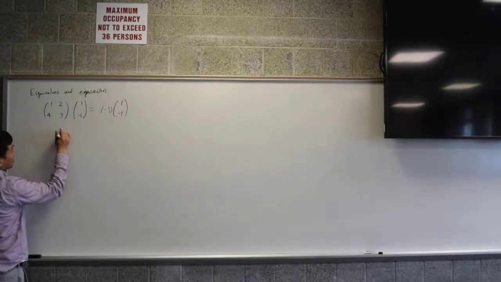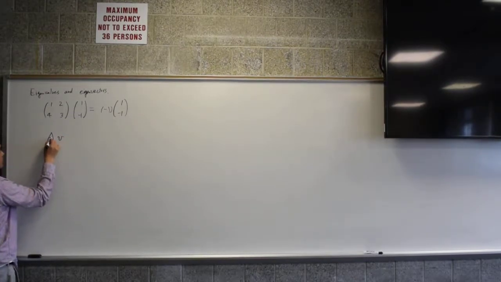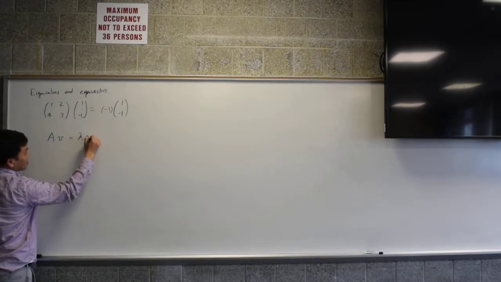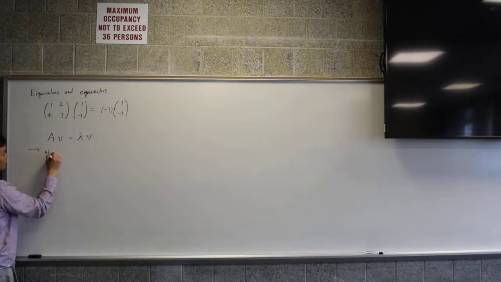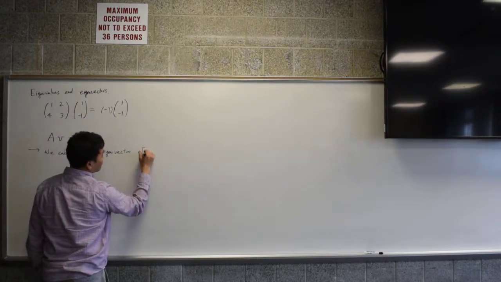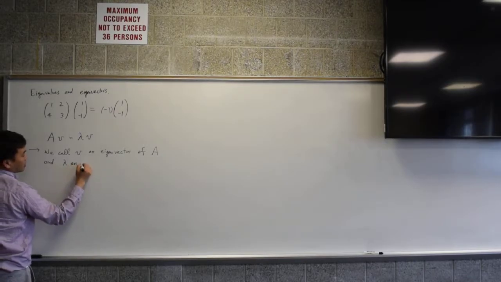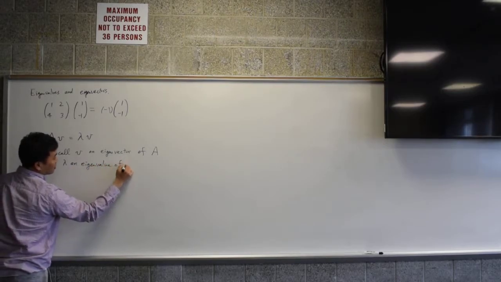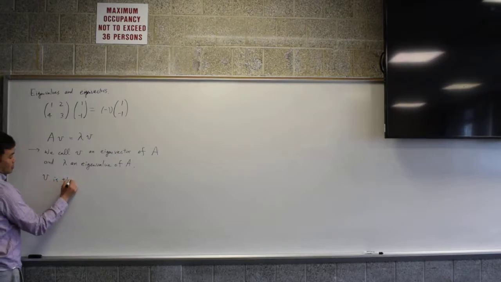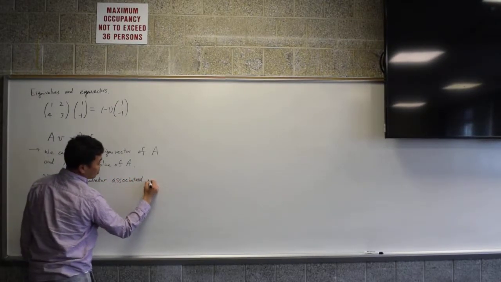So let me write down the general format. Let's call this matrix A. If I have some column vector V, and if I multiply the matrix A to the vector V and I get some value lambda times the vector V, in that case we call V an eigenvector of A, and lambda an eigenvalue of A. We also say V is the eigenvector associated with lambda.